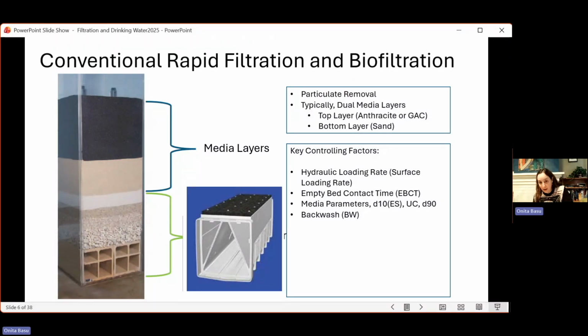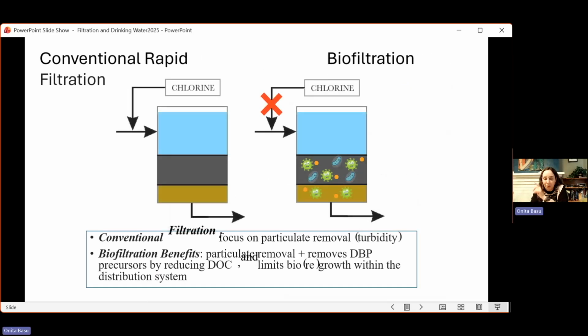Then there's the media parameters. So D10 is the smallest media, uniformity coefficient for UC, and then D90 is the largest one. And then the last one is backwash, and I'm going to talk a lot about backwash in the rest of the presentation today because I don't have time to talk about everything, but I will talk about the backwash.